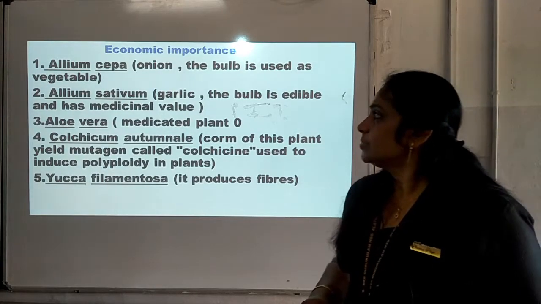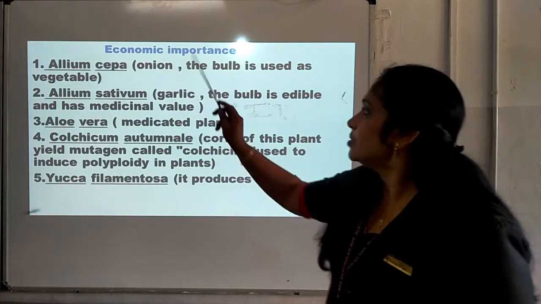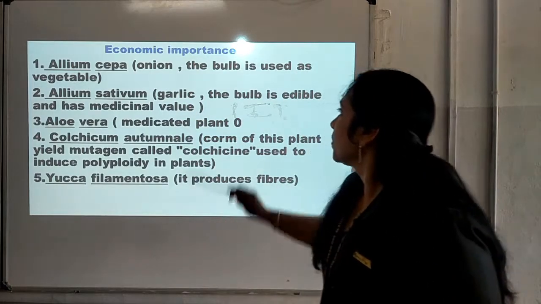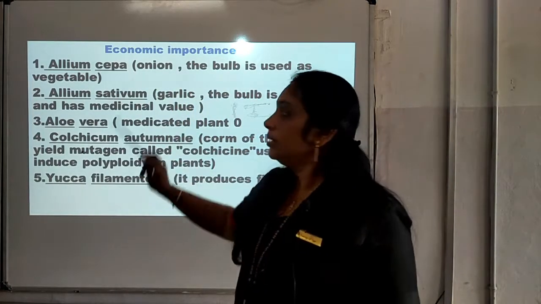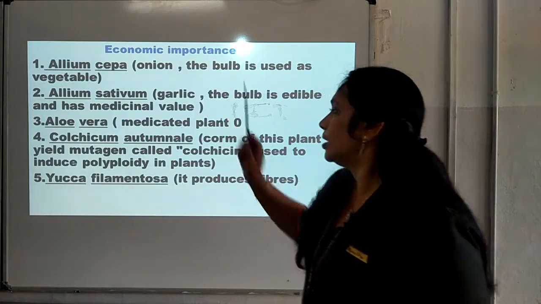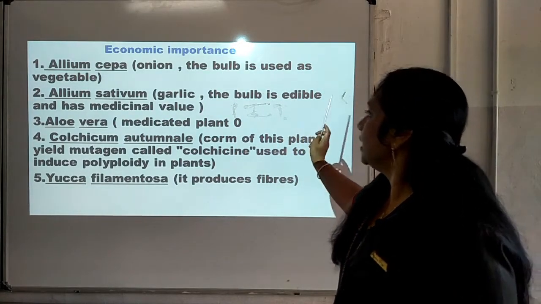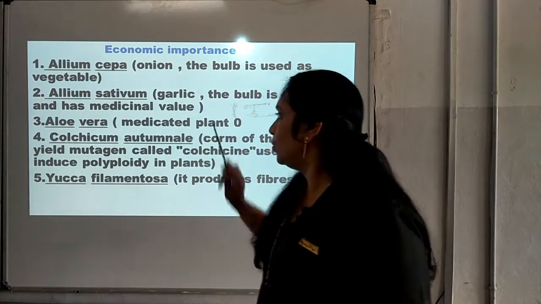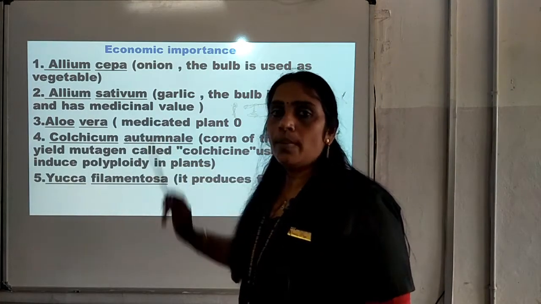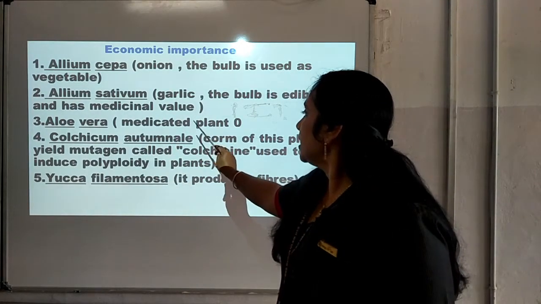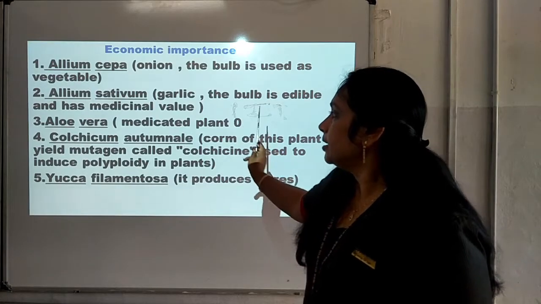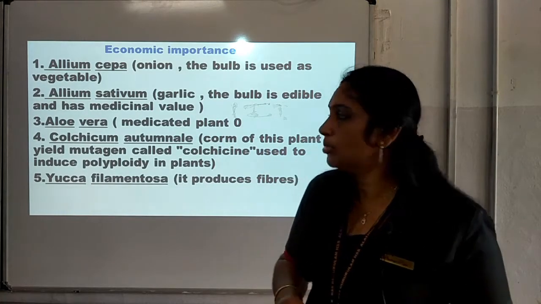Economic importance of the Liliaceae family: Allium cepa, which is also known as onion, the bulb is used as a vegetable. Allium sativum, which is known as garlic, the bulb is edible and has medicinal value. Aloe vera, we already know about aloe vera, a medicinal plant, and it is used for many purposes.